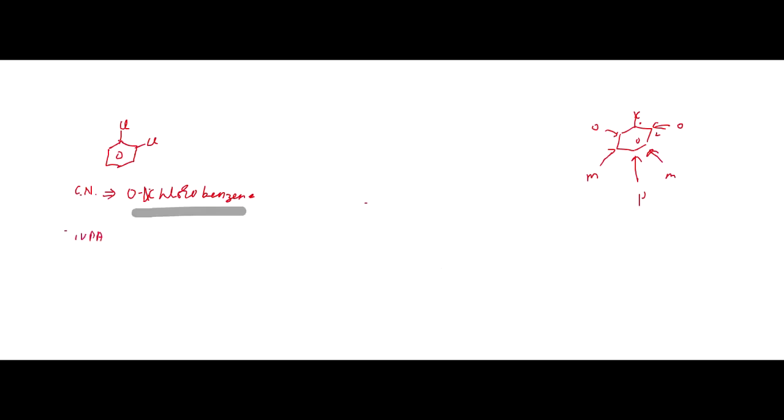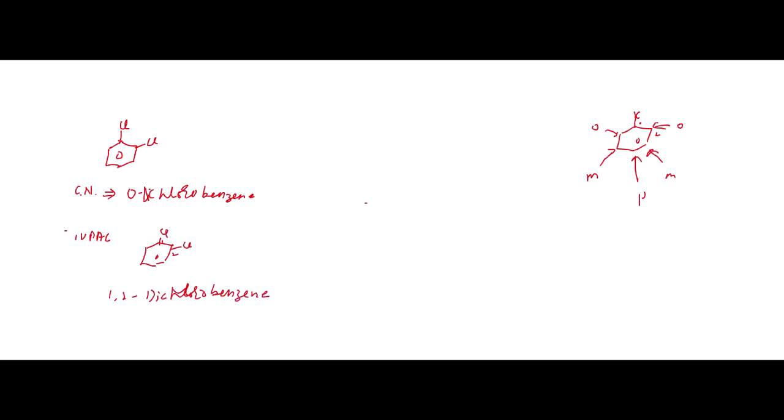IUPAC of the same compound: here is the Cl, this is Cl. So 1,2-dichlorobenzene. This is 1,2-dichlorobenzene.